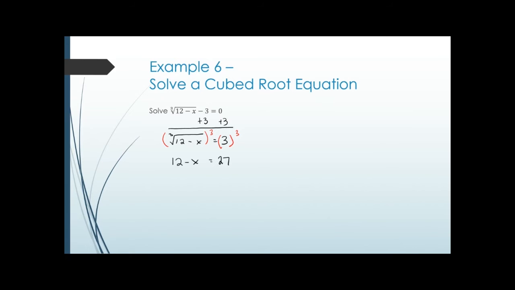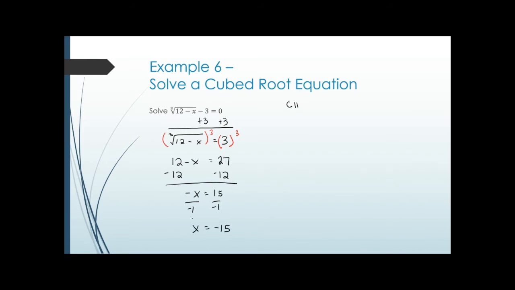So now you have something linear. Everything always goes back to a quadratic or linear equation in the end. So now we have a linear equation that we can solve for x. I'm going to subtract 12 from both sides. And don't forget that negative in front of the x. I see a lot of people drop negatives. It's very important to make sure you include the negative if there's a negative in front. And then 27 minus 12 gives you 15. So then I'm going to divide both sides by -1, which gives me x is equal to -15.